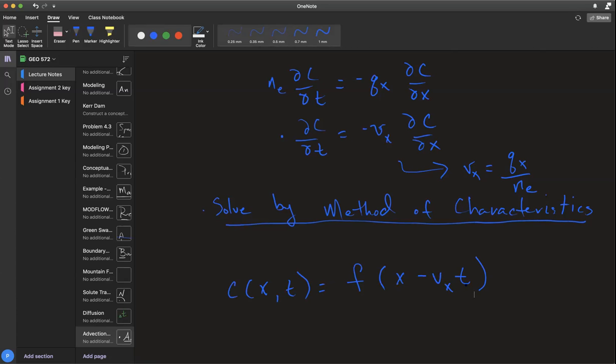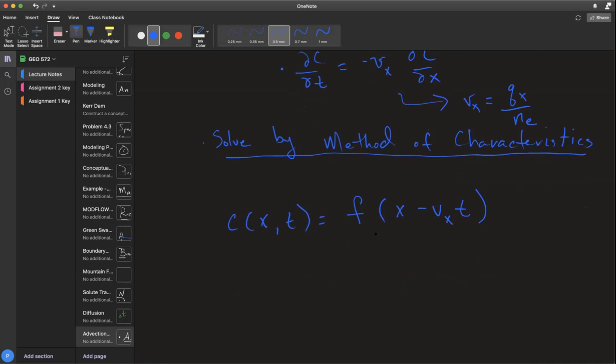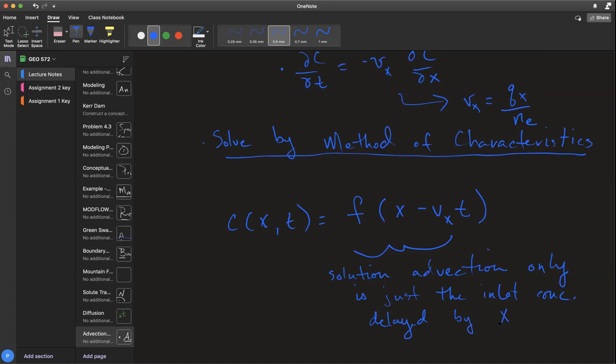All right, what does this mean here? This implies that the solution to advection only is just the inlet concentration delayed by the location divided by the velocity.